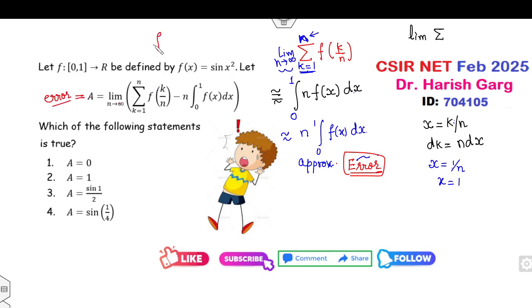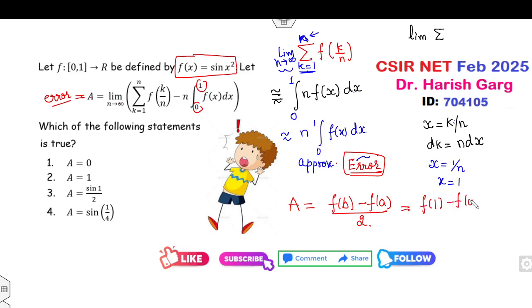So how can you find the error? You can use the Taylor series. So A will be my (f(b) minus f(a)) divided by 2. So what is f? f is my function. a and b are my lower and upper limit. So this number is my (f(1) minus f(0)) divided by 2. So what is f(1)? Sine 1. Sine 0 will be 0. Sine 1 divided by 2.